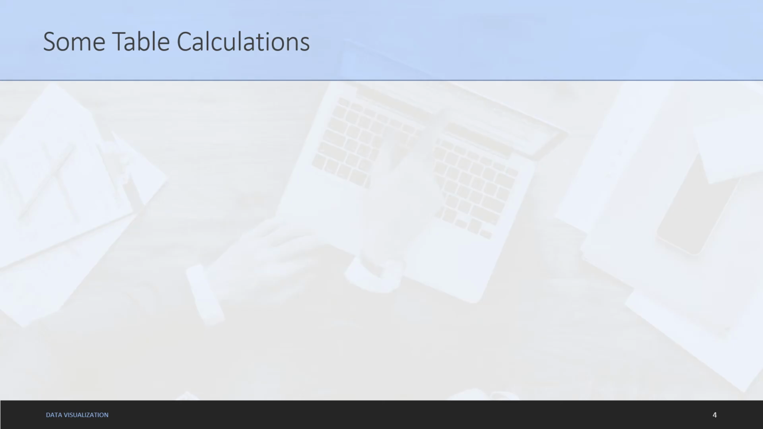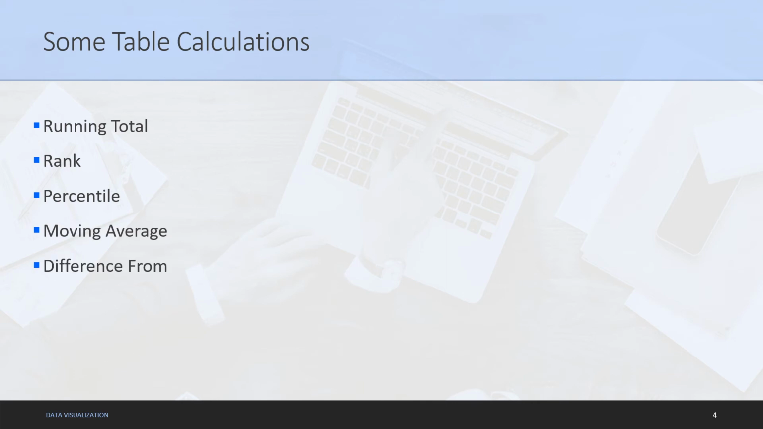Now what are some mostly used table calculations? Table calculations are used in multiple ways, but most commonly for calculating a running total, calculating rank, percentiles, moving average, or difference from the previous year, for example, or from the next year.